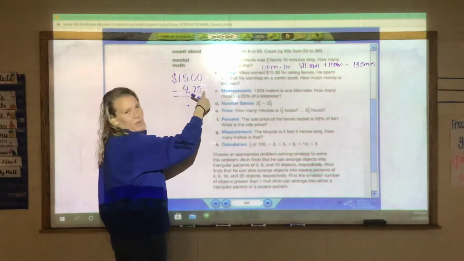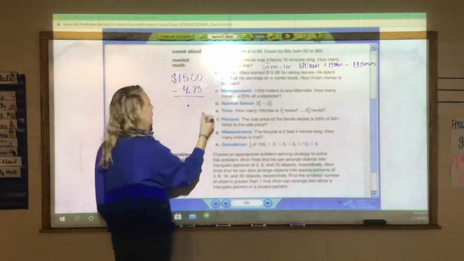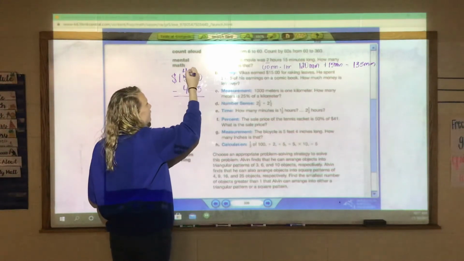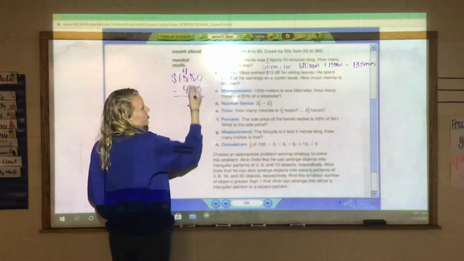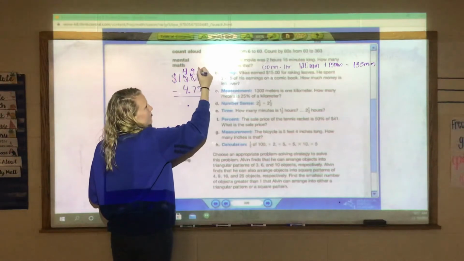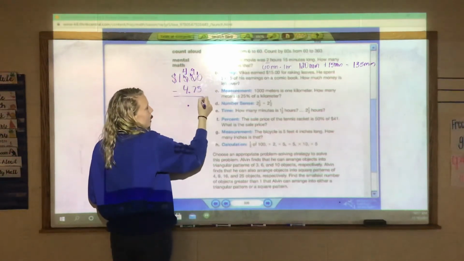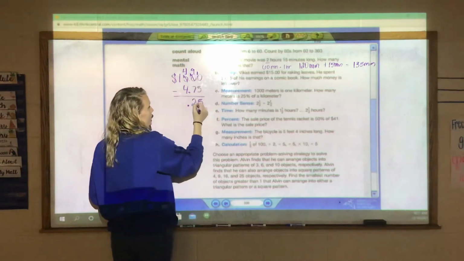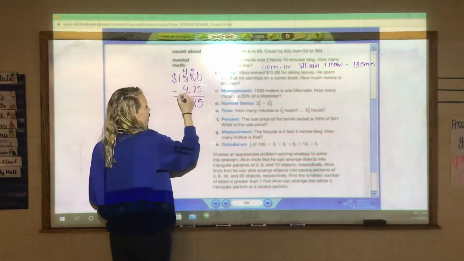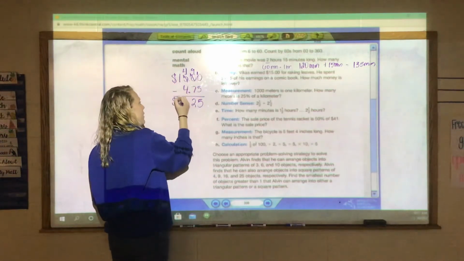Can I take 5 away from nothing? Nope. Can I borrow from nothing? Nope. So I have to hop over here, cross out that, it becomes a 10, cross it out, that becomes a 9, and then make this a 10. 10 minus 5 is 5, 9 minus 7 is 2, 4 minus 4 is 0, 1 minus nothing is 1, so it'd be $10.25.